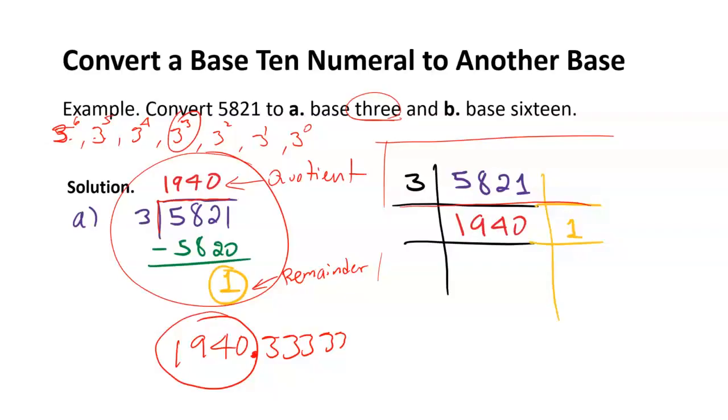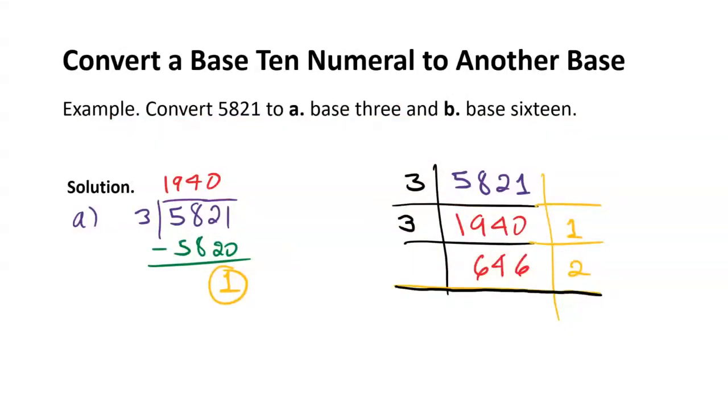So my next step would be put a 3 here, and I'm gonna divide 1,940 by 3. And I'll put the result here, which is the quotient, and I'll put the remainder over here. So I did it again on my calculator. Let me write down the calculations.